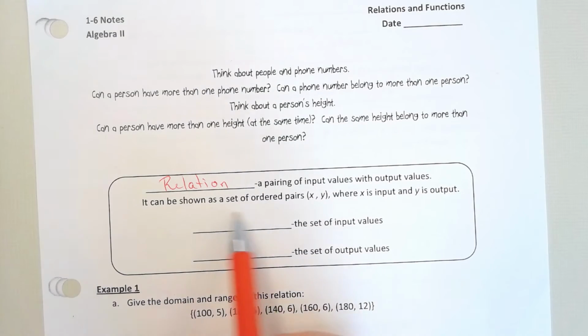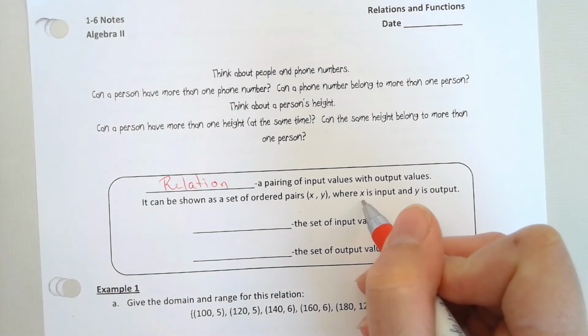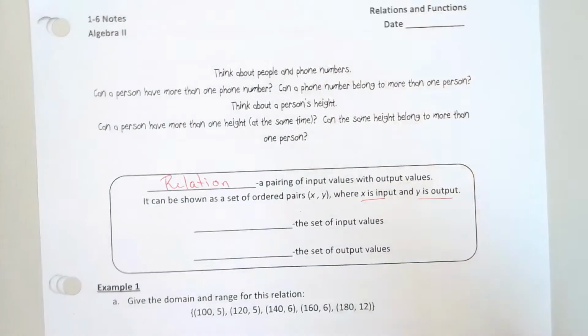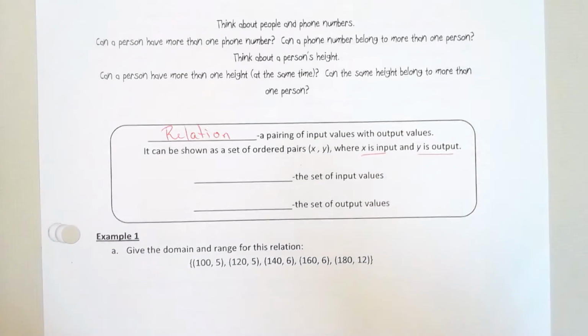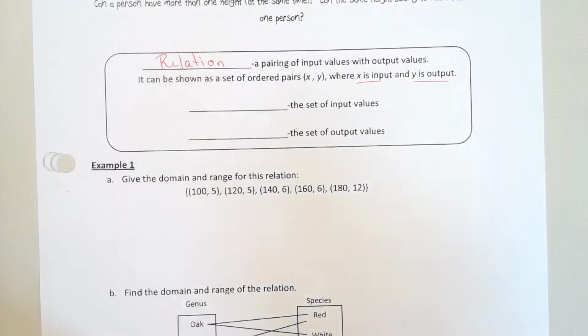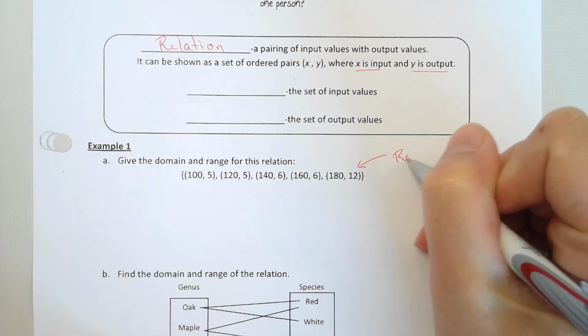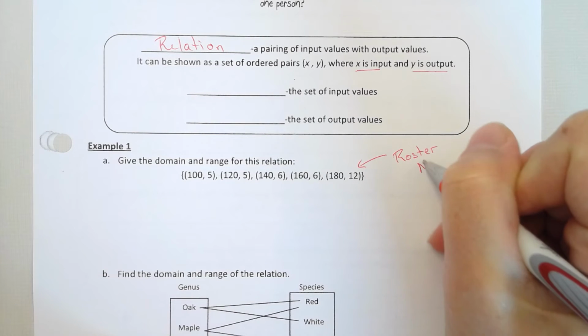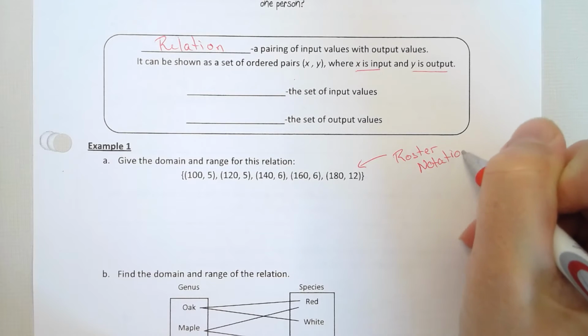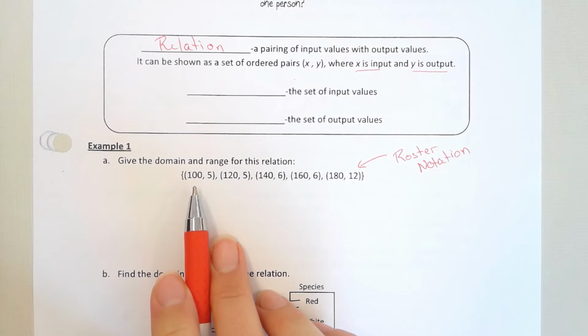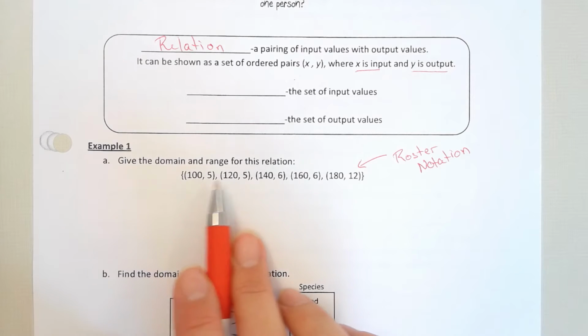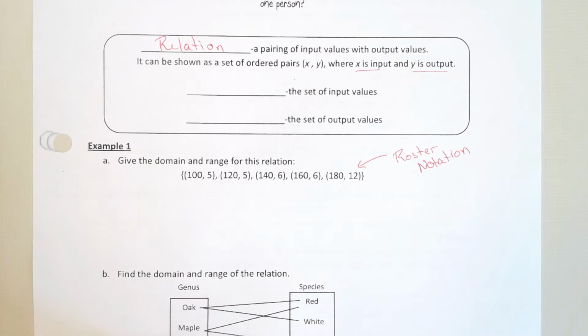When we talk about this, it can be shown as a set of ordered pairs (X, Y), where X is the input and Y is the output. So we have some examples here. We want to talk about the domain and the range for this relation. I want to remind you that this relation is in roster notation. I can only use roster notation if I have a discrete relation, and in this case, this one is finite. So I have 1, 2, 3, 4, 5 ordered pairs. It's discrete because it's not continuous between 2 points, and it's finite because there are only 5 ordered pairs.